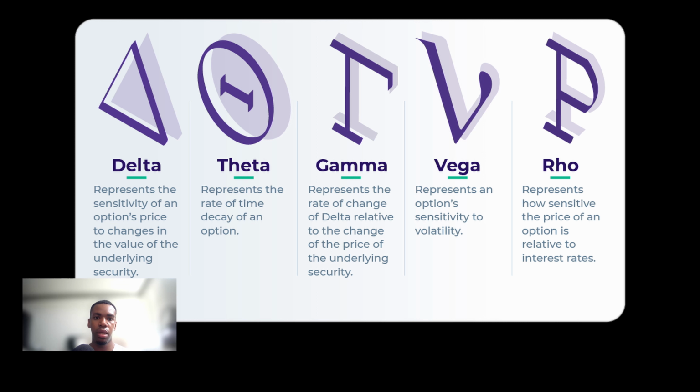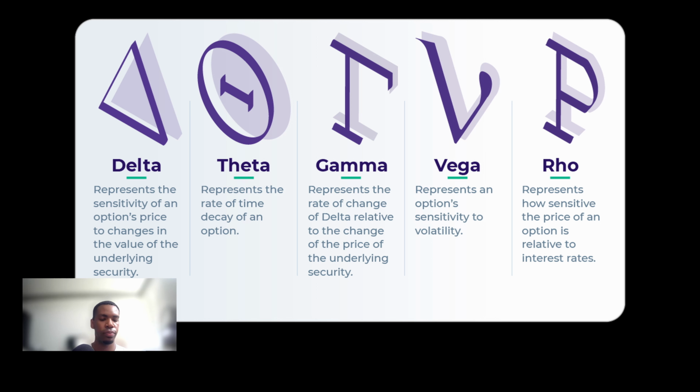And then there's delta. Probably the second most important. Delta represents the expected change in the option value for each dollar change in the price of the underlying stock. And then there's gamma. Gamma represents the expected change in the delta for each dollar change in the price of the underlying stock. And then you have vega. Vega represents an option's sensitivity to volatility. So it represents the expected change in the option value due to changes in volatility expectations for the underlying stock.